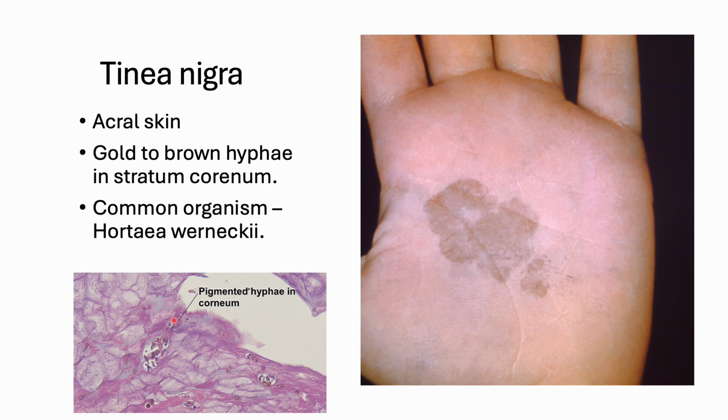And we know that is the reason causing this hyperpigmentation in the acral skin, which is called tinea nigra. The common organism is H. werneckii. So that may be tested. And you can see there are pigmented hyphae in the stratum corneum. The yeast and the tinea we mentioned in the previous slides are not pigmented, and this is the pigmented one in the superficial fungal infections. There will be more pigmented ones in the deep tissue.